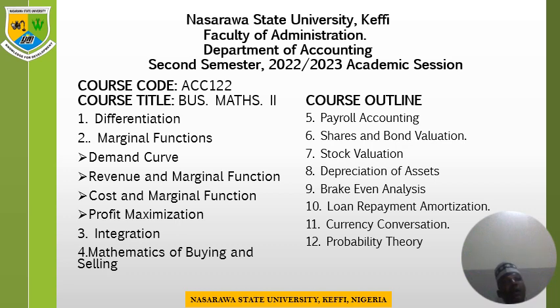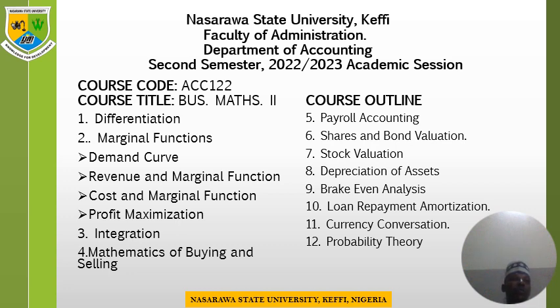At the end of this semester, we are expected to know how to differentiate an equation with respect to x or y. It depends on the equation. You are expected to know at what price a company can produce in order to maximize its profit by using marginal functions. Also, you are expected to know how to determine a selling price or a cost price.